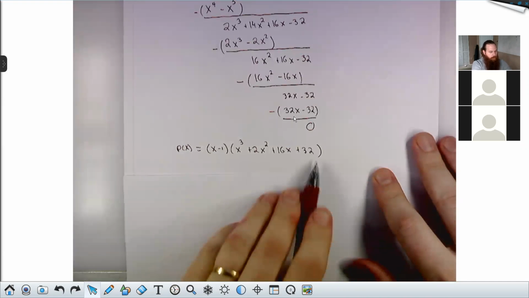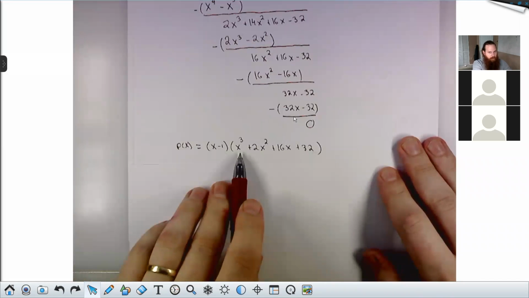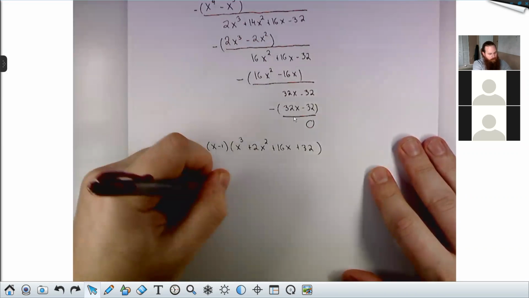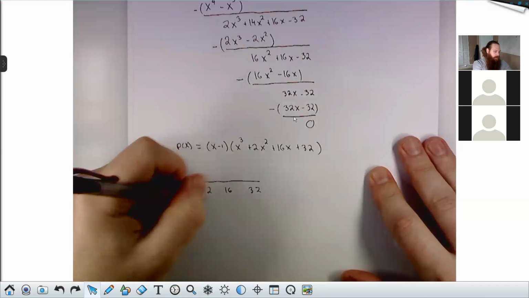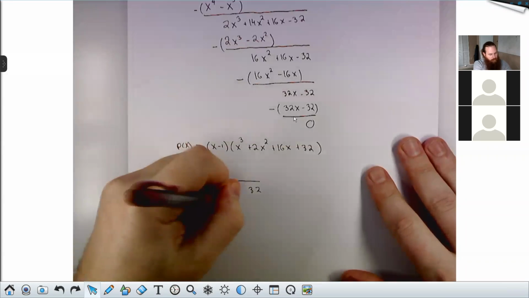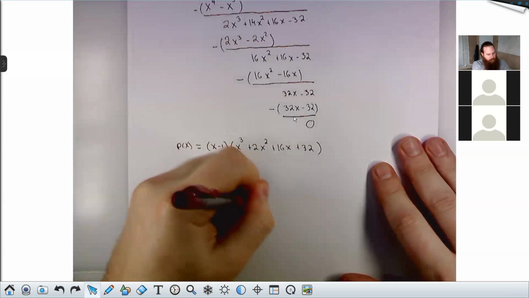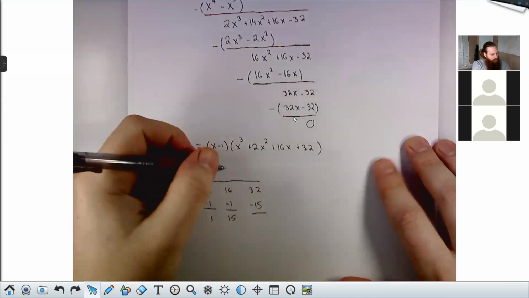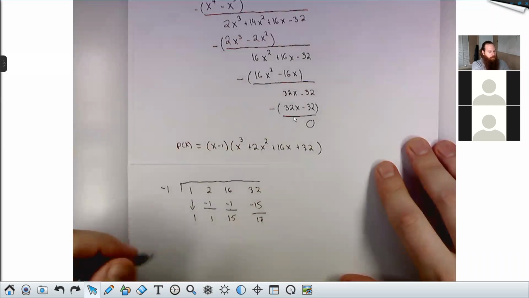So in other words, we start back over on this guy. My list of p's and q's are the same here because the constant term and lead coefficient are the same here. Negative 1, and then 1, 2, 16, 32. We can try these. This is negative 1. Negative 1 plus 2 is positive 1. Negative 1 times positive 1 is negative 1 plus 16 is 15. Negative 1 times 15 is negative 15 plus 32 is definitely not 0. That's 17, right? Okay, so plus and minus 1 are out.